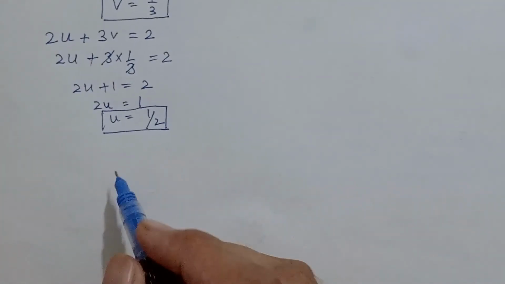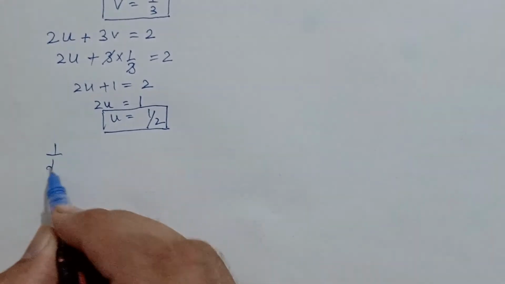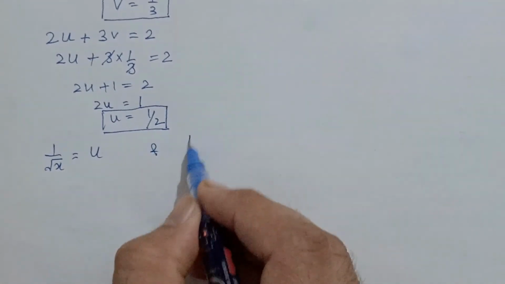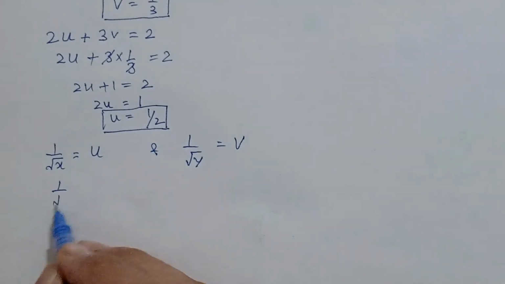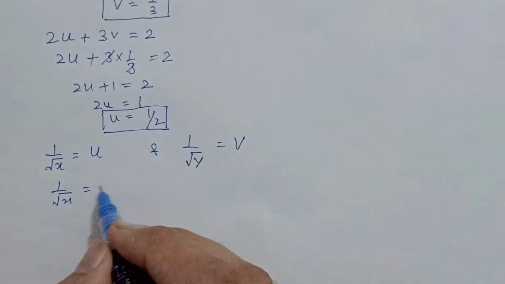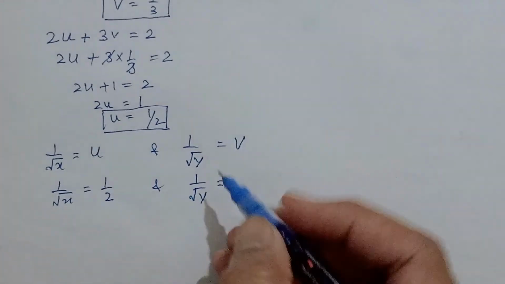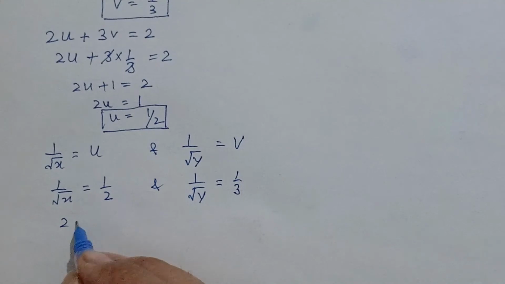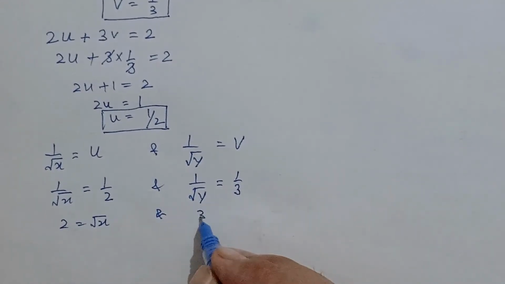But we have to calculate the values of x and y. So in the starting we assumed that 1 upon root x is equal to u and 1 upon root y is equal to v. So put the values of u and v here. 1 upon root x is equal to u, which is 1 upon 2, and 1 upon root y is equal to v, v is 1 upon 3. Cross multiply, so it becomes 2 is equal to root x and 3 is equal to root y.